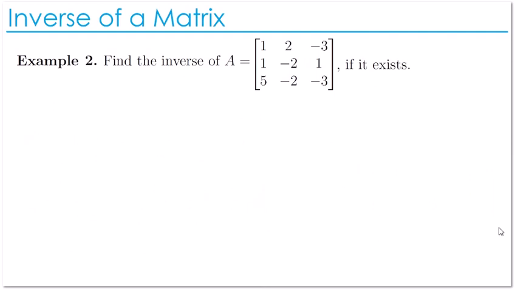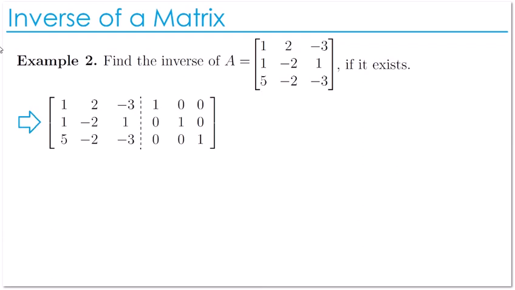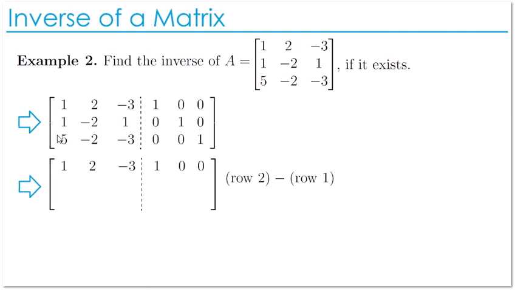For our next example, find the inverse of A, this matrix, if it exists. We start with writing the matrix A on the left side and the identity matrix on the right side. We already have our leading one on the row 1. Then let us make the entries below this leading one 0 by first subtracting the first row from the second row. So we have row 2 minus row 1.